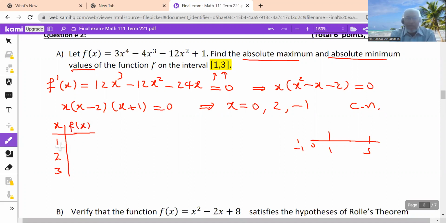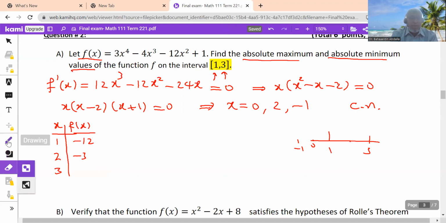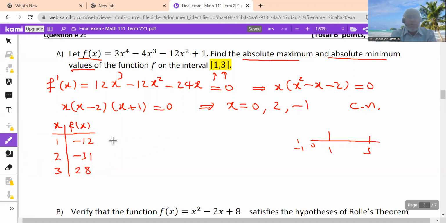Now, how to evaluate f of each x value? f of 1, for example. Well, I need f of 1, so I go to the function f, and I replace x here by 1. 3 minus 4 minus 12 plus 1. You will find that the answer is negative 12. You can use your calculator also to replace x by 2. 3 times 2 to the power 4 minus 4 times 2 to the power 3, and so on. You will find that the answer is negative 31. And if you replace x by 3 in the definition of f, you will find that f of 3 is 28.